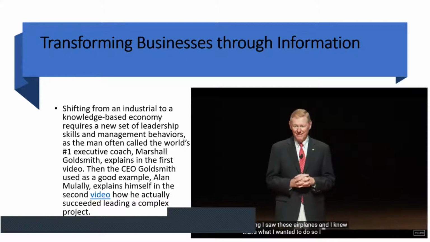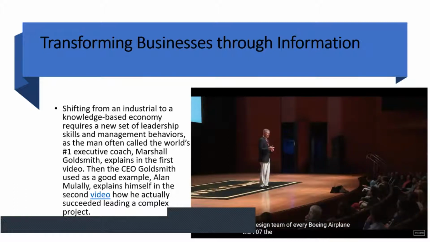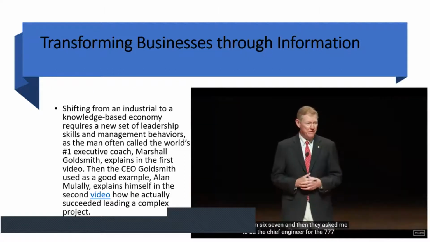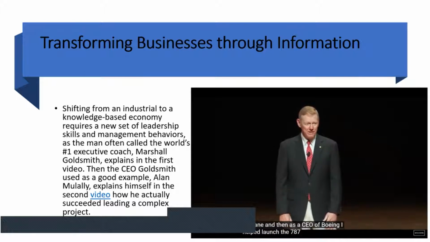So I joined Boeing, and I had the honor to serve on the design team of every Boeing airplane. The 707, the 727, I love to go through these slowly, the 737, the 747. I was the chief engineer for the cockpit and the flight management computer and the autopilot and the auto throttle design for the 757 and the 767. And then they asked me to be the chief engineer for the 777 airplane. And then as the CEO of Boeing, I helped launch the 787.